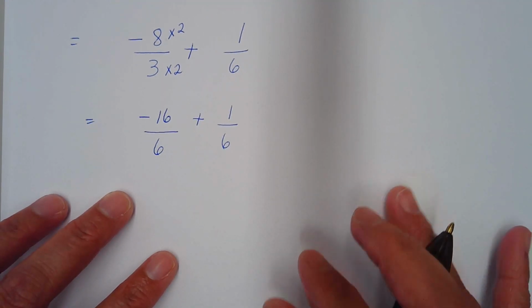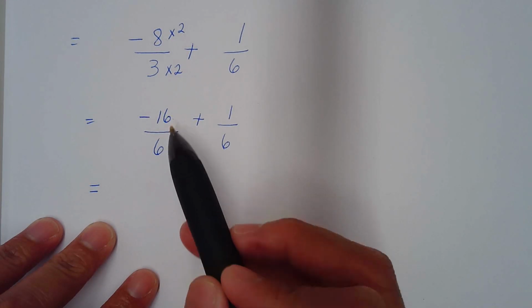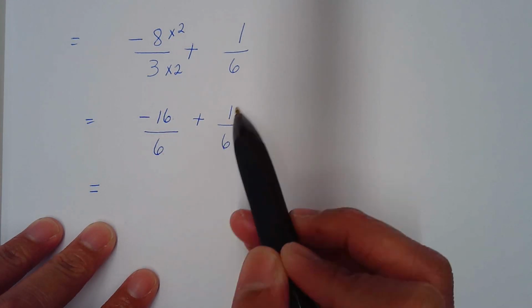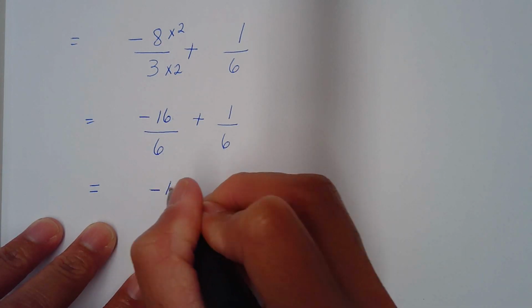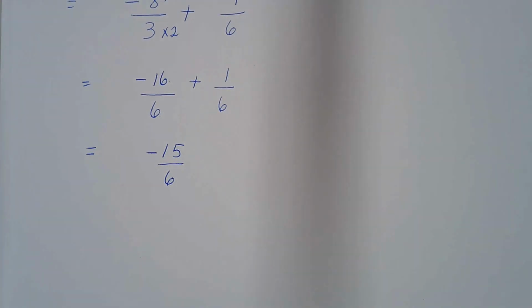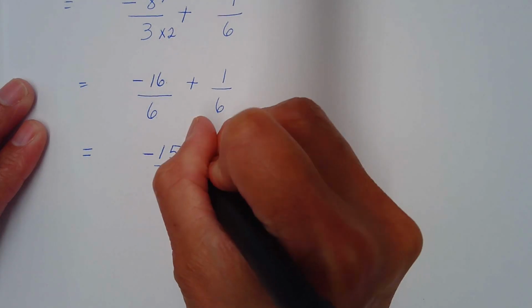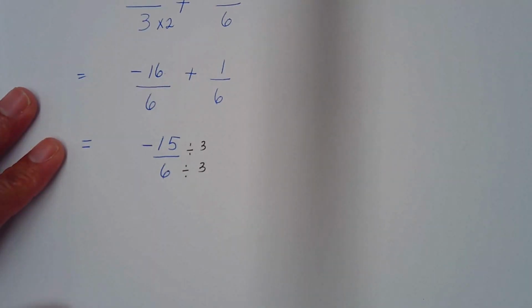Okay. Next, negative 16 over 6 plus 1 over 6. That's going to give us negative 15 over 6. Okay, can we reduce this? Yeah. Okay, how? Divide by 3.